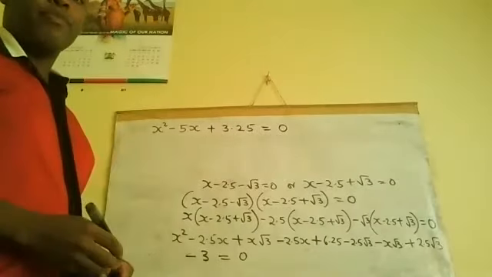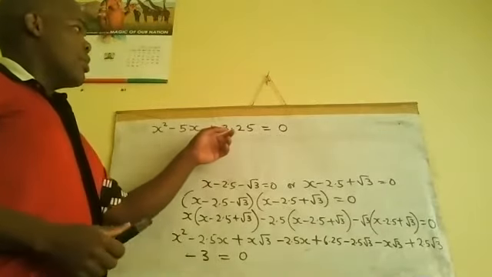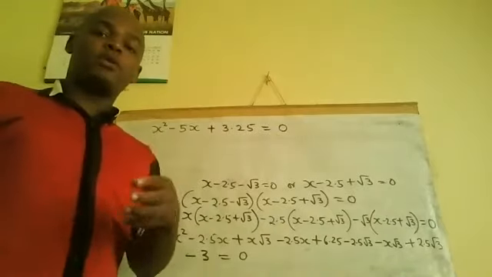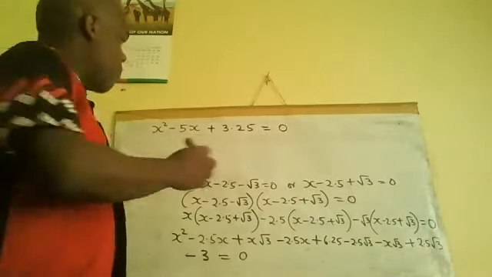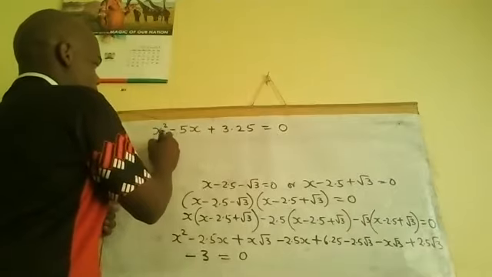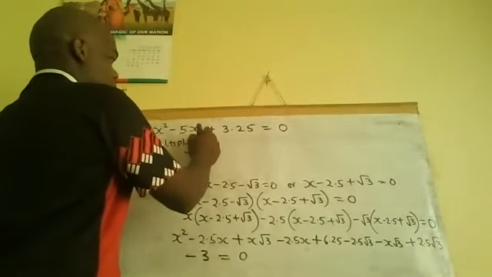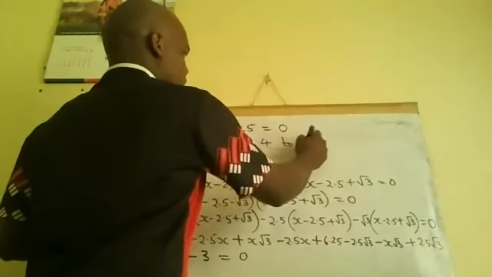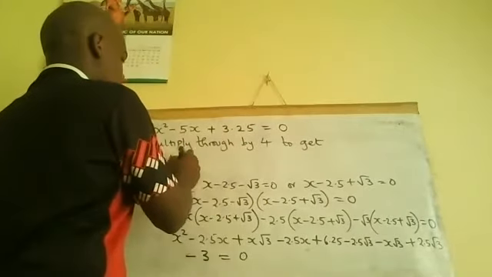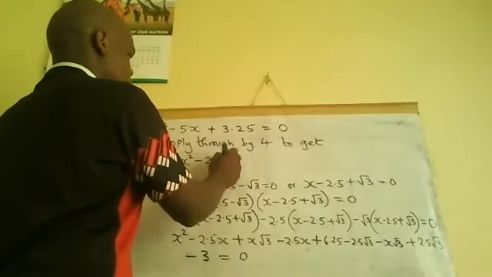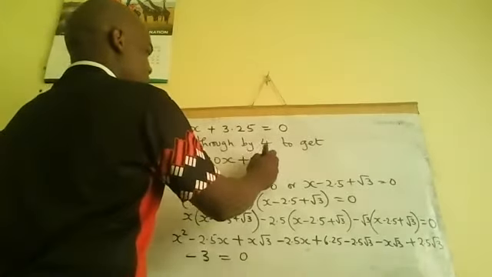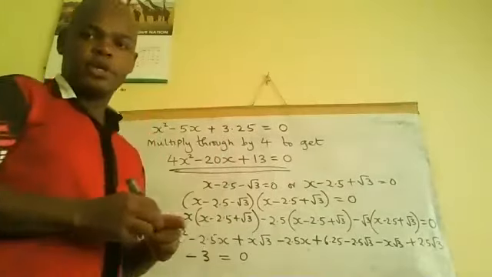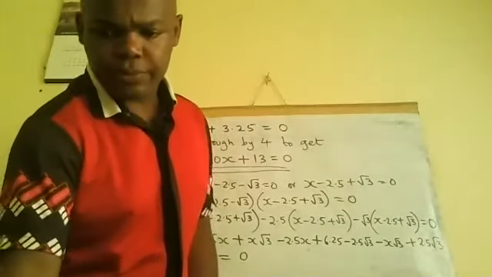Is that our answer? No, because 3.25 is not an integer. So we multiply through by 4 because 3.25 is like 3.25. So if you multiply through by 4, to get 4x squared minus 20x plus 13 is equal to 0.